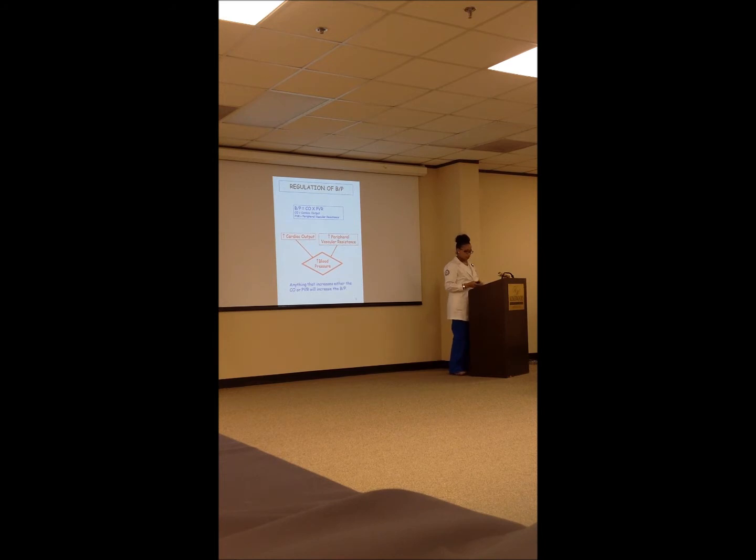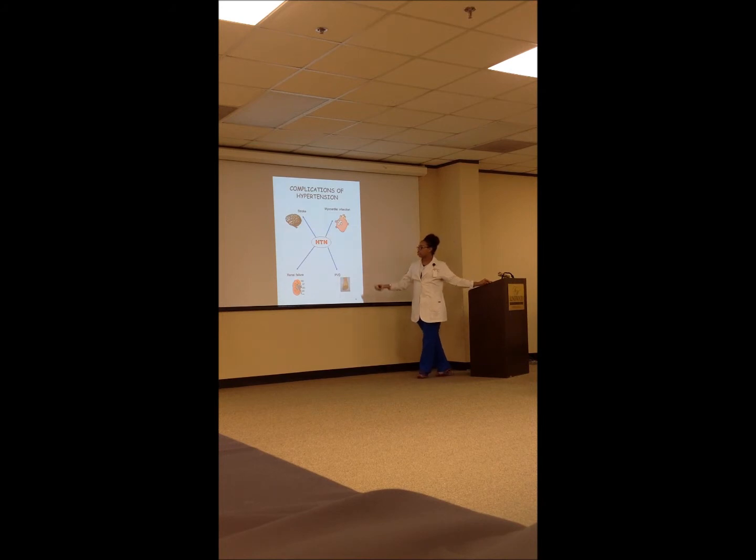So what are complications of high blood pressure? What can we have if you have high blood pressure prolonged? What can that cause? Yeah. You can have a heart attack, you can have a stroke, you can go into renal failure, peripheral vascular disease.